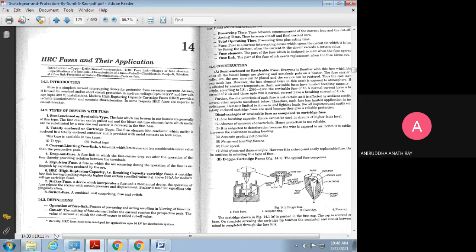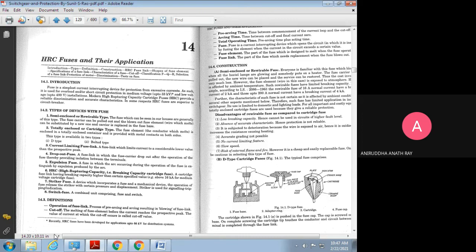Now again, let us go to the types of fuse devices. First, semi-enclosed or rewirable type. See, the fuse which we see in our homes is generally of this type, that is semi-enclosed or rewirable type. The fuse carrier can be pulled out and the blown out fuse element, that is a wire which melts, can be substituted by a new one.